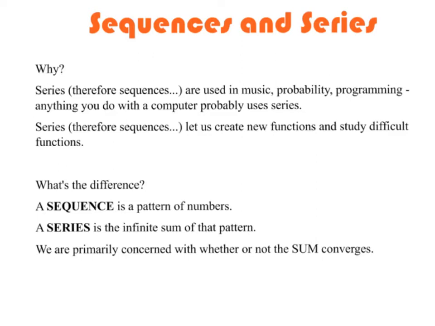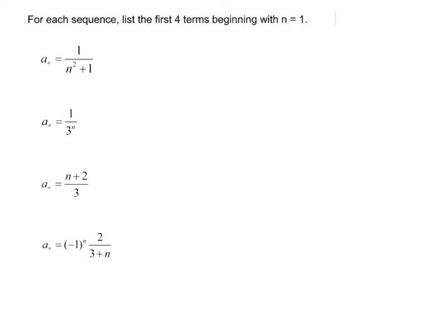So let's get started with some simple sequences. For example, I've defined 4 sequences here, the first being 1 over n squared plus 1. I'm just going to list the first 4 terms of each of them. So like this first one, if n is 1, the first term is 1 over 1 squared plus 1, which is 1/2. Now, again, we started with n equals 1. Well, the next term would be n equals 2, and then n equals 3, and then n equals 4.